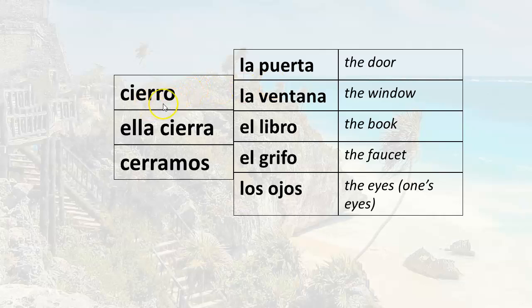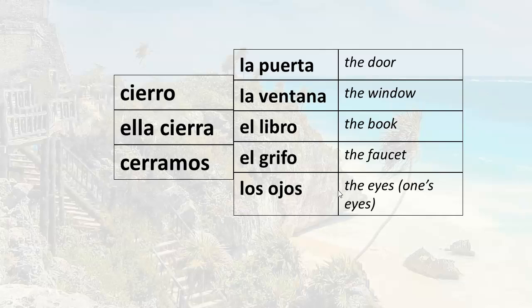So I have cierro, which means I close, I do close, I am closing. Ella cierra, she closes, she does close, she is closing. Cerramos, we close, we do close, we are closing. And then I have some vocabulary here that is commonly used with the verb cerrar. For example, la puerta, the door. La ventana, the window. El libro, the book. El grifo, the faucet. And los ojos, the eyes or one's eyes.